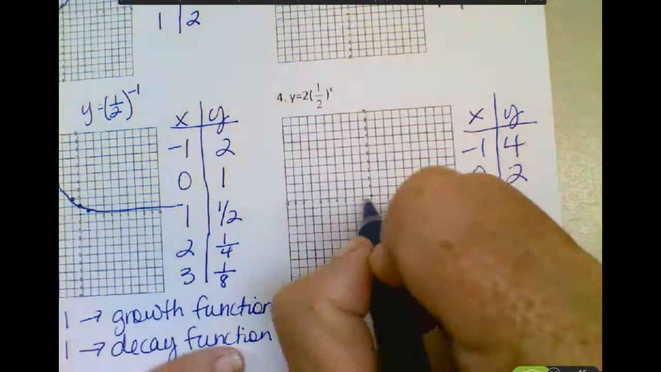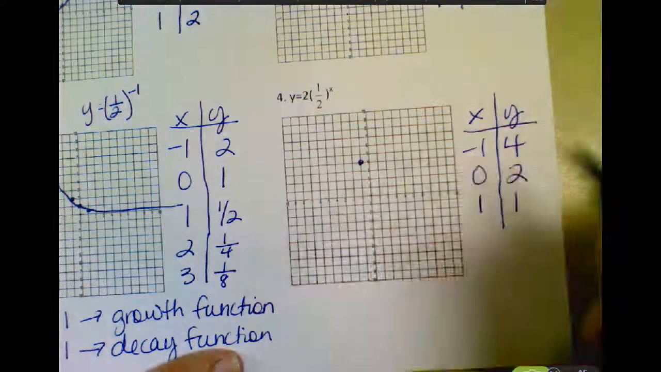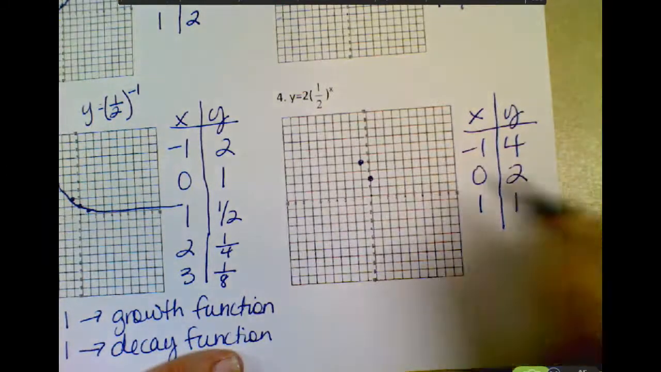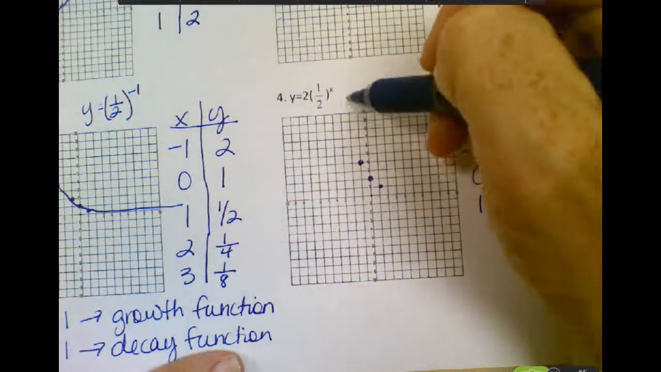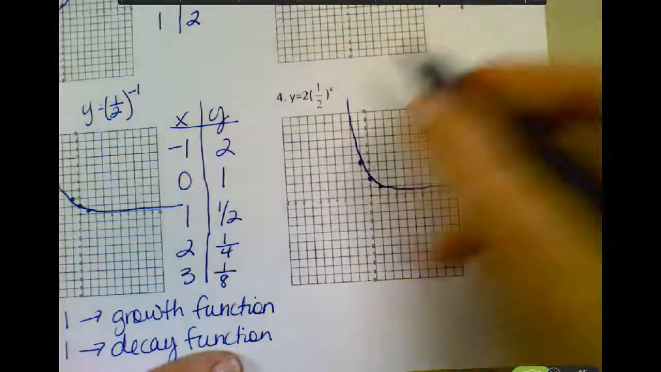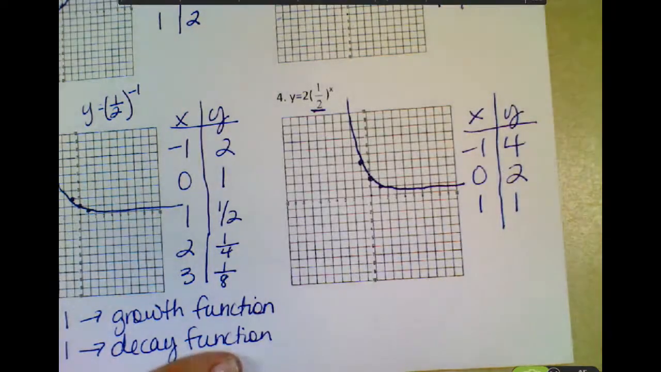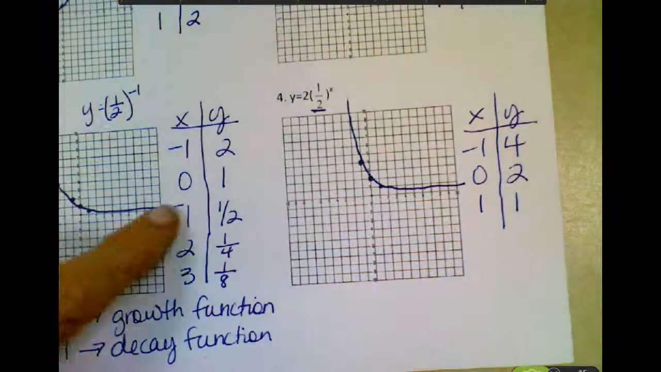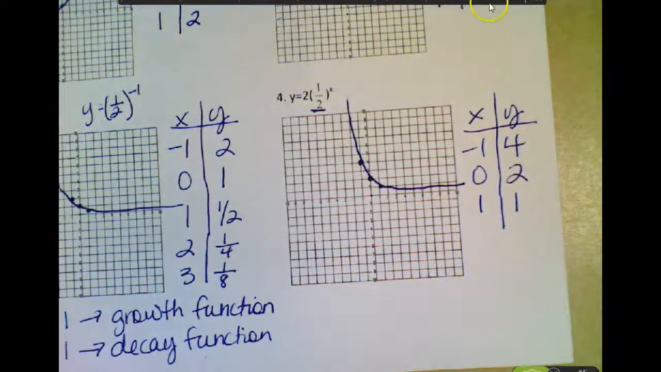So let's go ahead and graph those. You have negative 1, 4, 0, 2, 1, 1. Okay. Same shape, still a decay function because our base is still less than 1, but it's steeper than our original line here. Okay.